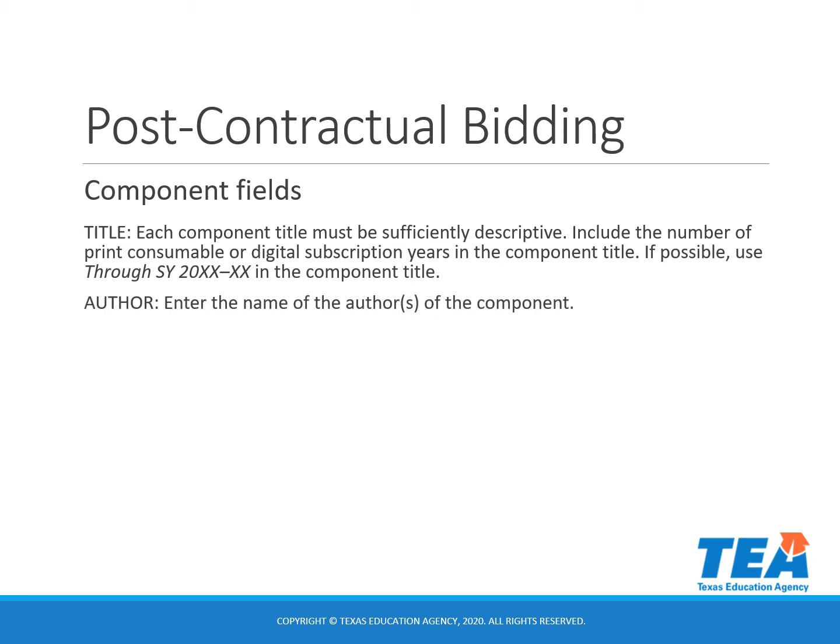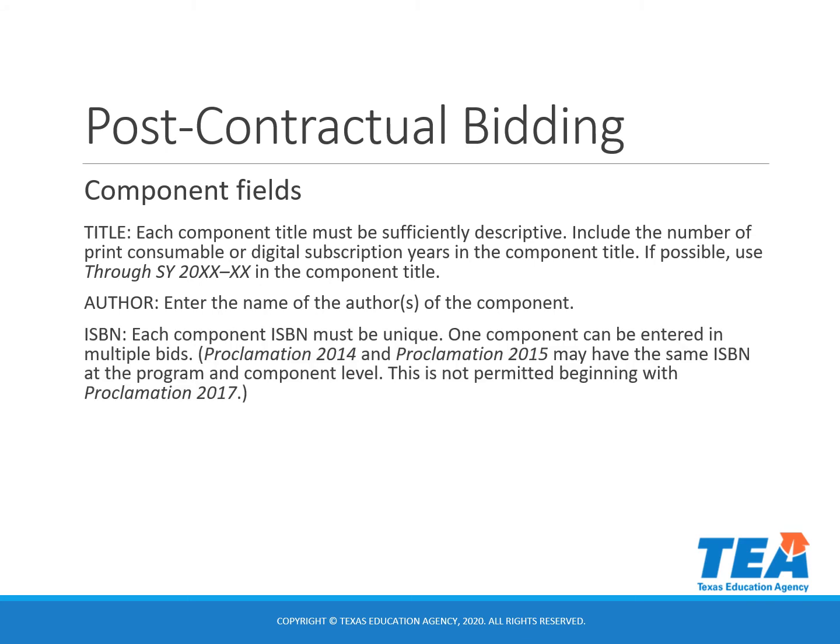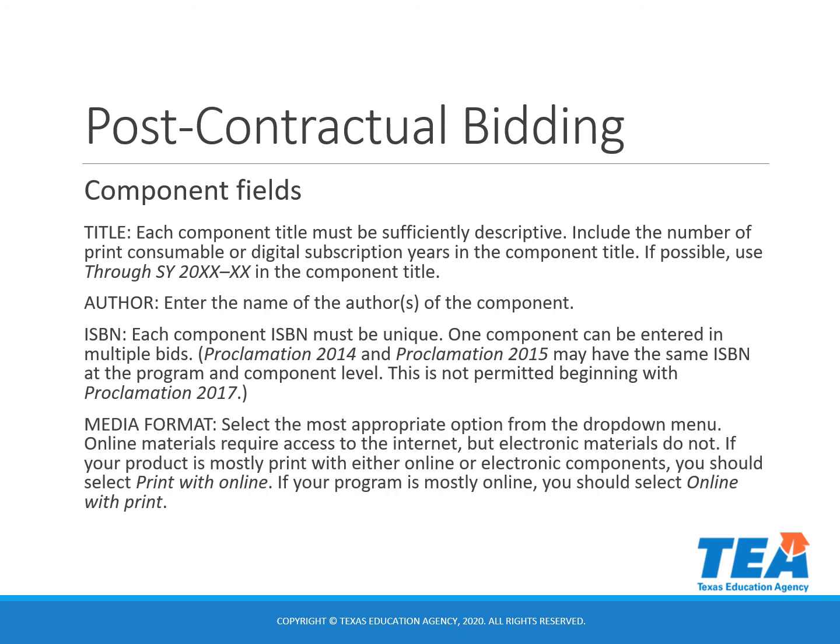In the author field, you will enter the name of the authors of the component. Each component ISBN must be unique. One component can be entered in multiple bids. But with Proclamation 2014 and Proclamation 2015, you may have the same ISBN at the program and the component level. This is not permitted beginning with Proclamation 2017.